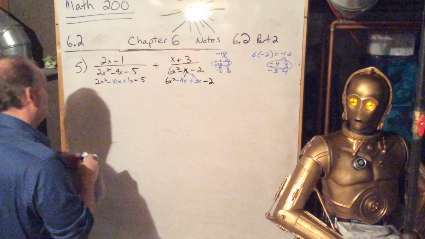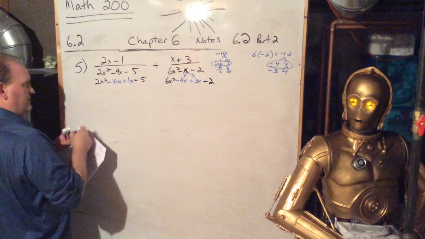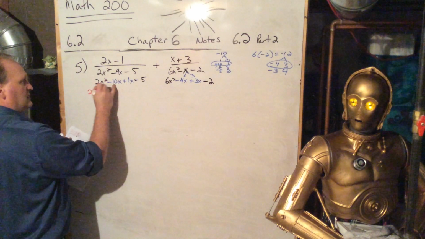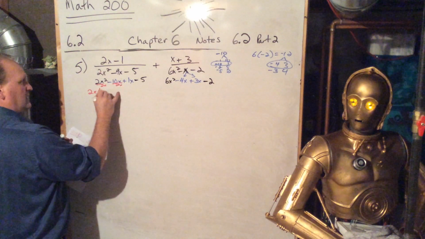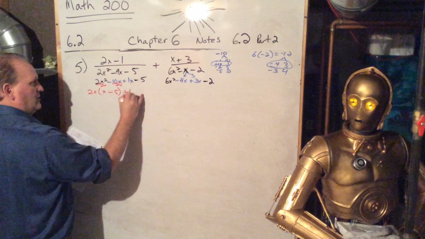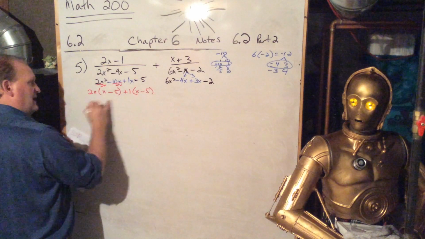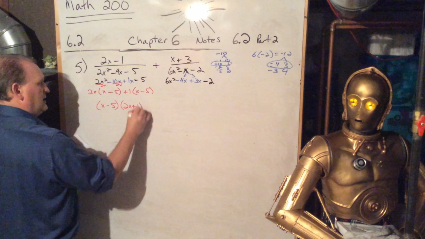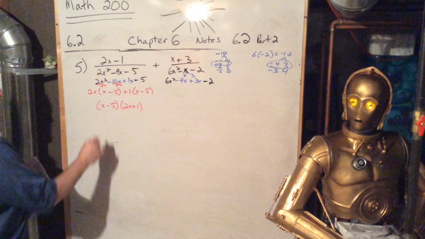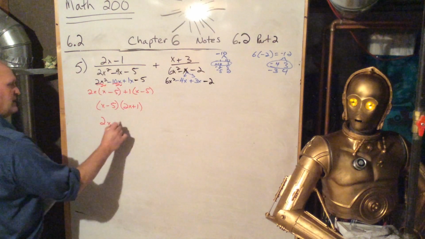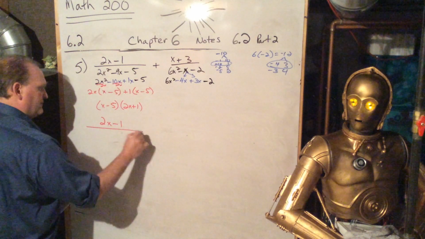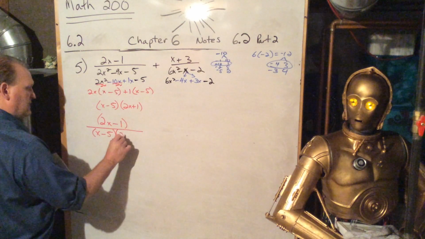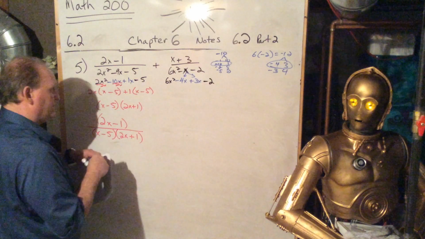All right, so let's factor this. We can factor out 2x, and we get x minus 5. We can factor out a 1, get x minus 5. And so x minus 5 times 2x plus 1 is the factored form of this. So let's rewrite it. So we have 2x minus 1 on the top, and we have x minus 5, 2x plus 1 on the bottom.